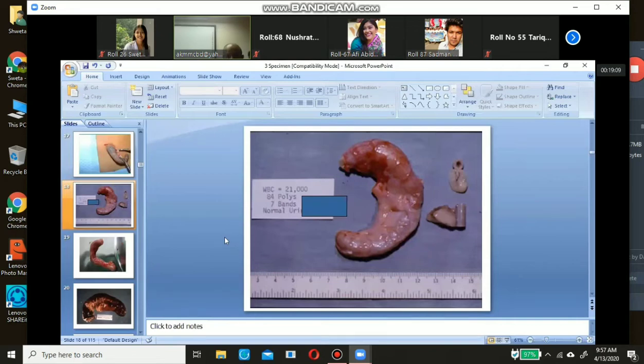Okay, here you see, this is the apex and this is the base. Here the involvement is mostly near the base. The tip and the surrounding area is more or less normal. The involvement is mostly on the base.